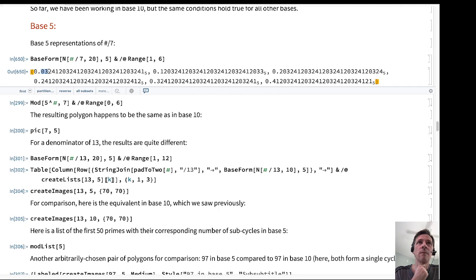And here is 1/7 in base 5: 032412. This is 2/7 in base 5: 120324. 3/7 is 203241. 4/7 is 241203. 5/7 is 324120. And 6/7 is 412032.